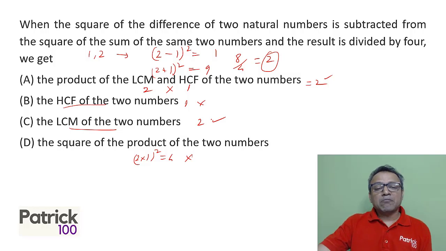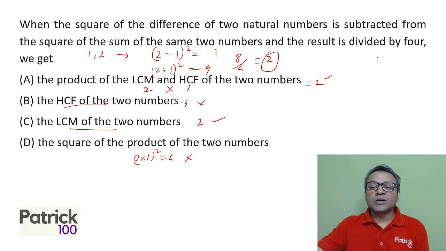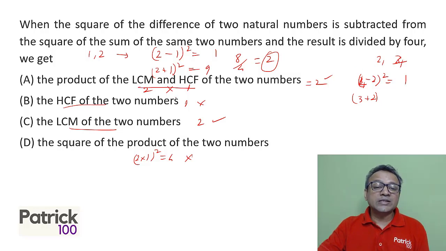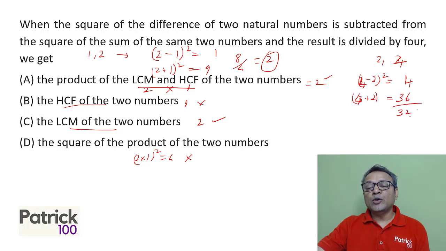Now let me take numbers where HCF is not 1, so that options A and C give me different answers. So let me take 2 and 3. 3 minus 2 the whole square is 1. Sorry, HCF of 3 and 2 is also 1. I want something which is not 1 because HCF into LCM should be different from LCM. So I'll take 4 and 2. 4 minus 2 the whole square will give you 4. 4 plus 2 the whole square will give you 36. The difference gives you 32. When you divide by 4, it will give you 8.